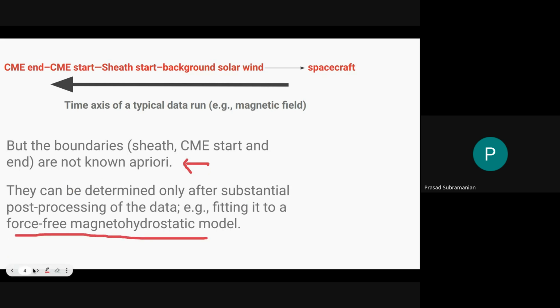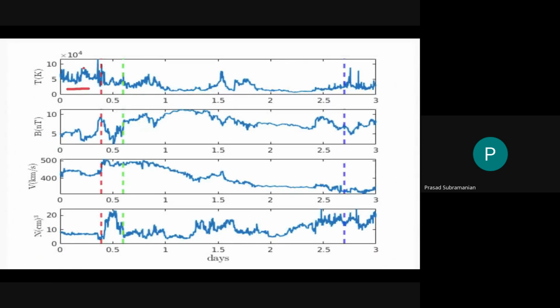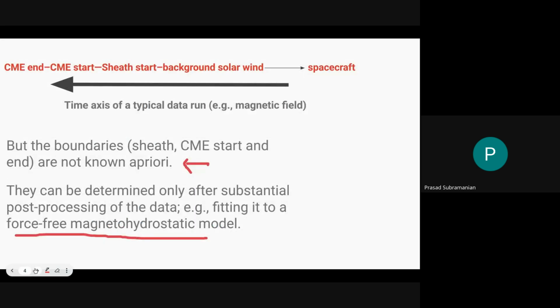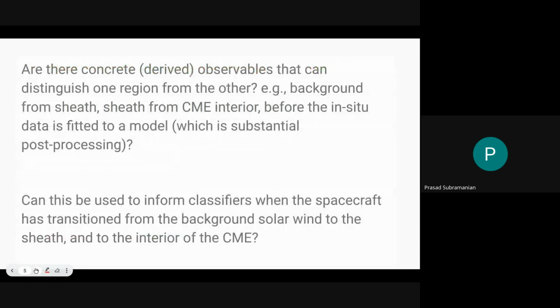So in other words, these boundaries, the red boundary here, the green boundary here, and the purple boundary here, are not known a priori. This is our guess at what the structure looks like. You obtain these boundaries only after a lot of post-processing. That is something I want you to keep in mind.